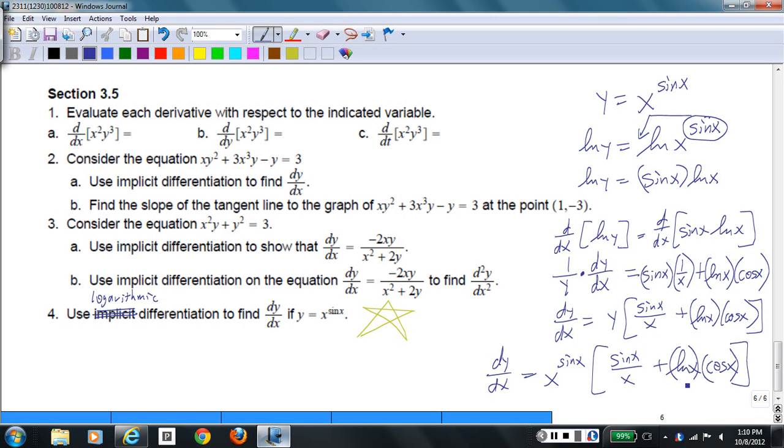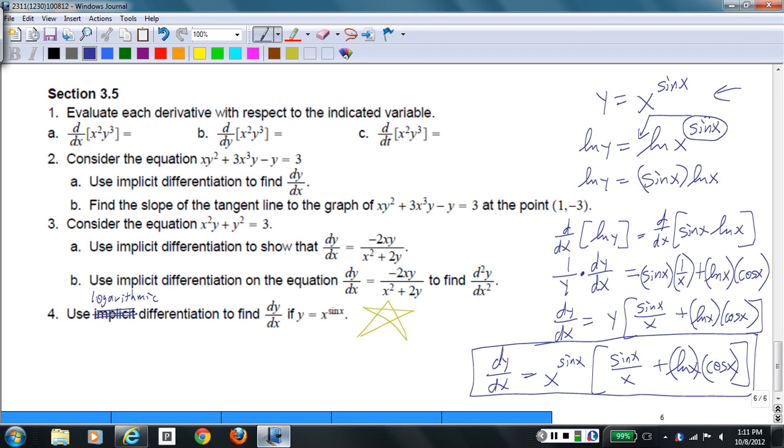Why do we have to do that for the last step? You just like to have the right-hand side completely in terms of x. Since it was given explicitly in terms of x, we'd like to have the final answer, dy dx, explicitly in terms of x. So that's a fairly good example.